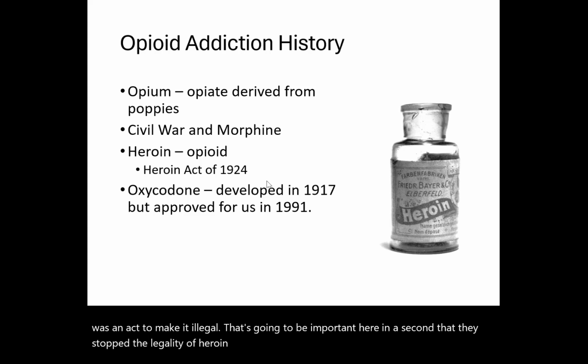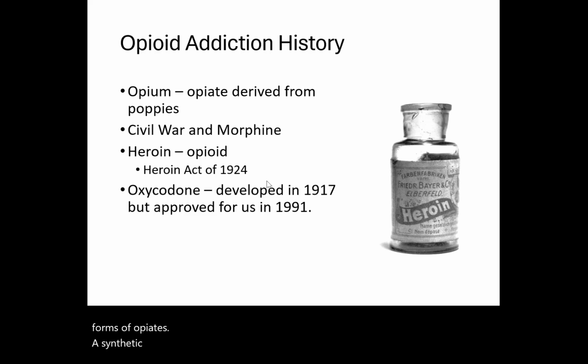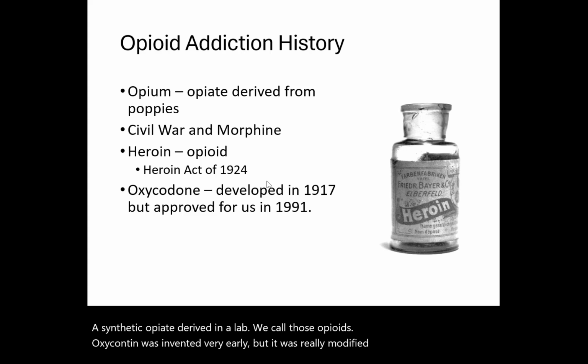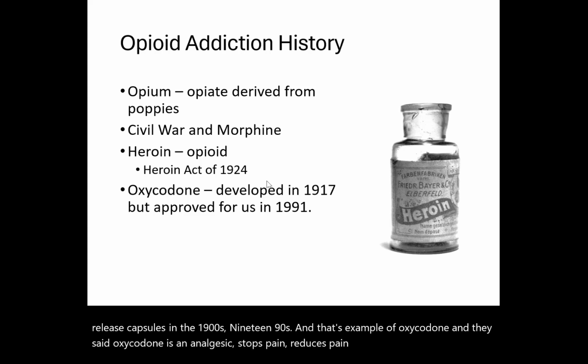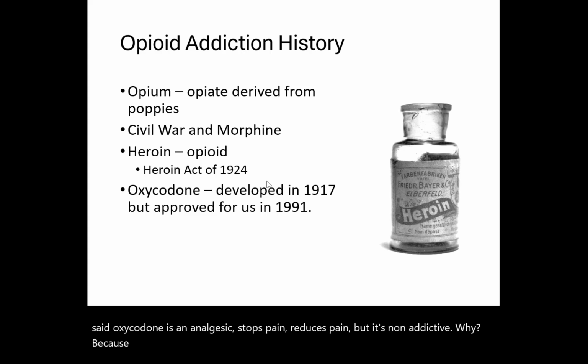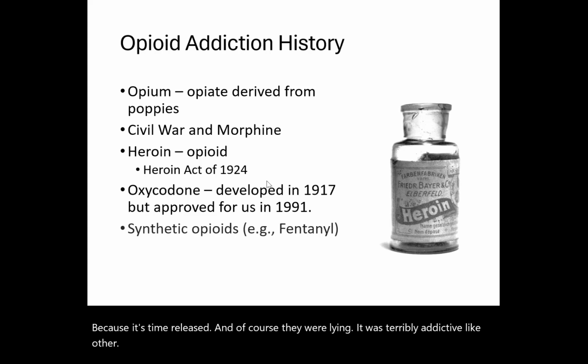Then, in the 1990s, they started using these synthetic forms of opiates. A synthetic opiate derived in a lab, we call those opioids. OxyContin was invented very early, but it was really modified and made into time-release capsules in the 1990s, and that's an example of oxycodone. And they said oxycodone is an analgesic, stops pain, reduces pain, but it's non-addictive. Why? Because it's time released. And of course they were lying. It was terribly addictive, like other opioids can be.